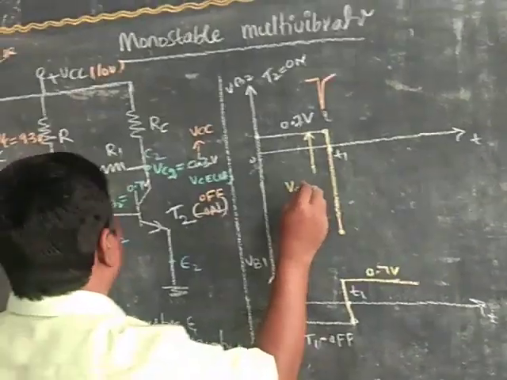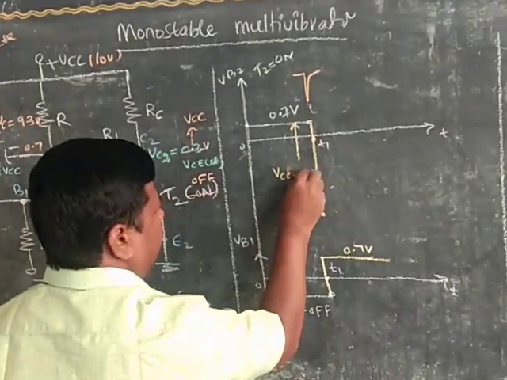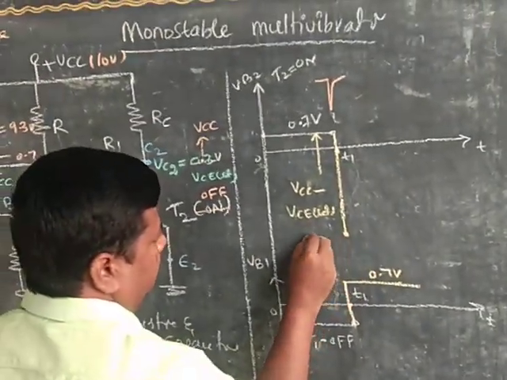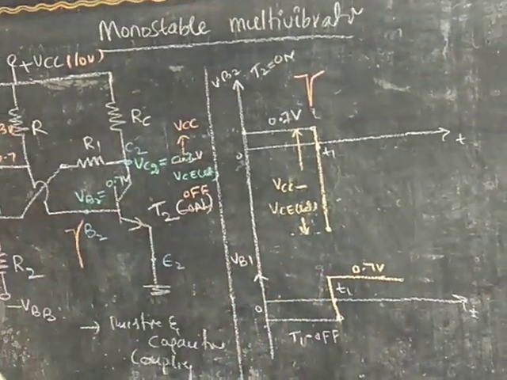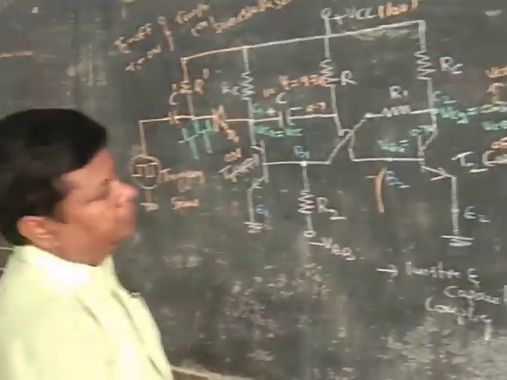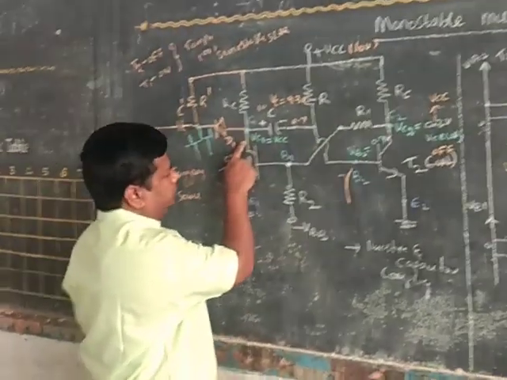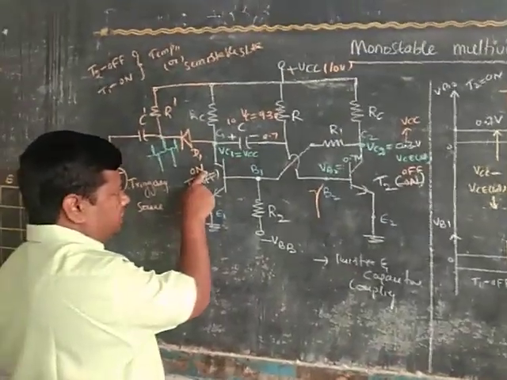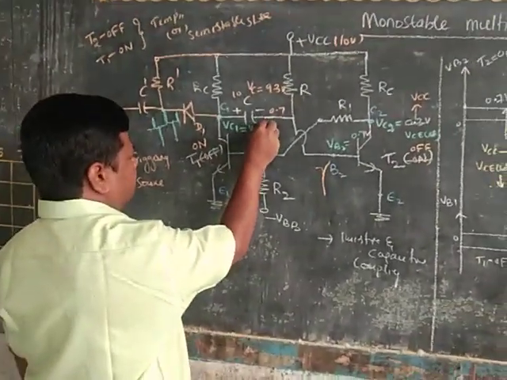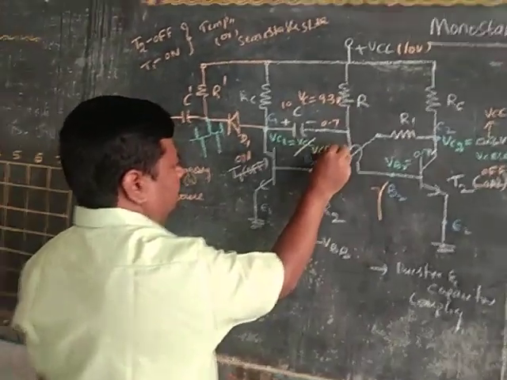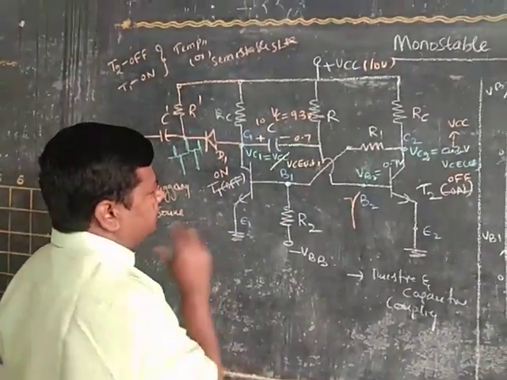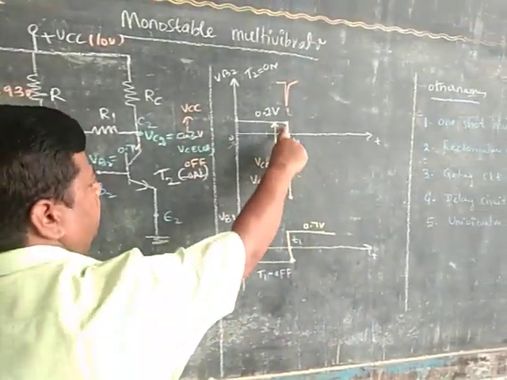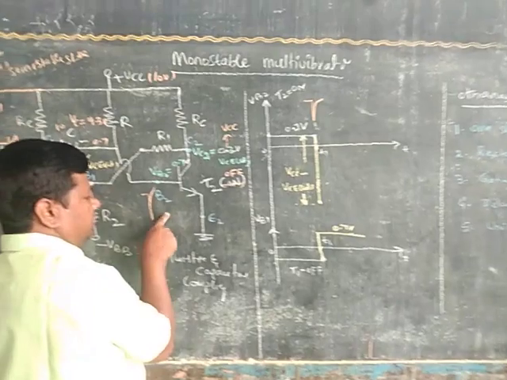capacitor short circuit, same change: VCE, VCC minus VCE sat. Previously, here the collector voltage is VCC. Whenever T1 enters into on, this VC1 changes to VCE saturation. Sudden change.